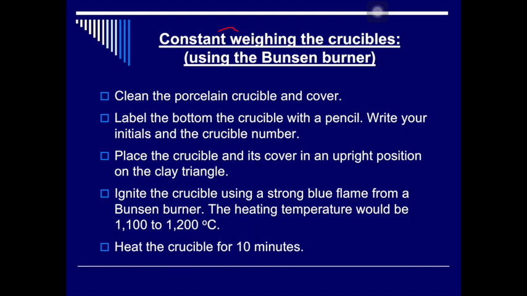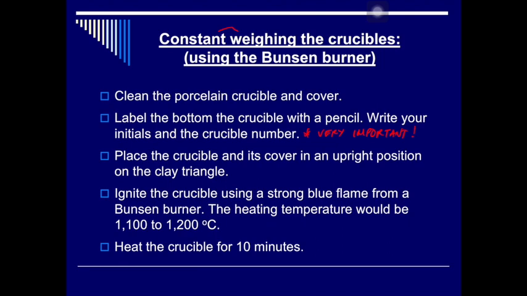Basically, you have to clean the porcelain crucible and cover. That is self-explanatory. Label the bottom of the crucible with a pencil and write your initials and the crucible number. This one is a very important aspect of your experiment. Many of my students exchanged their crucibles because the labels were gone after the drying. Place the crucible and its cover in an upright position in a clay triangle and ignite the crucible using a strong blue flame from a Bunsen burner. The heating temperature would be 1000 to 1200 degrees Celsius. We must perform this heating for 10 minutes.